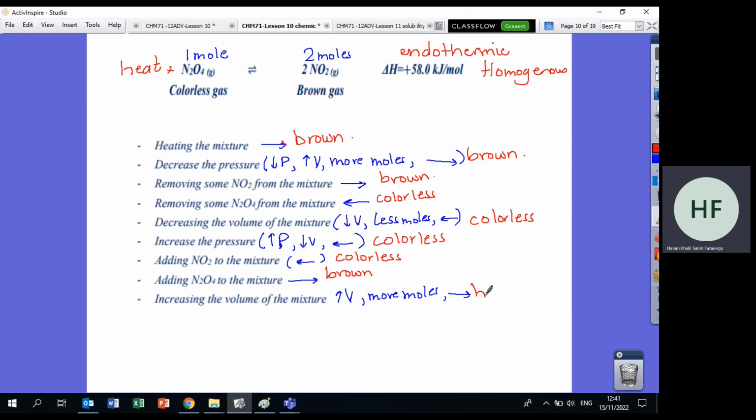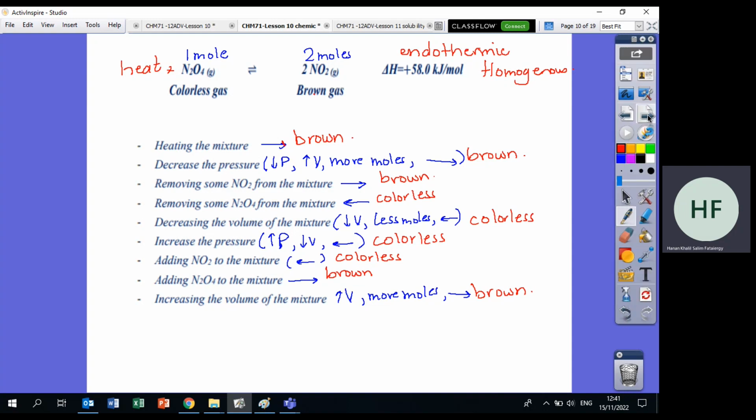Increasing the volume, more moles forward, the color will be brown. Okay, so first of all, you decide the direction and then you choose the color. Another question?